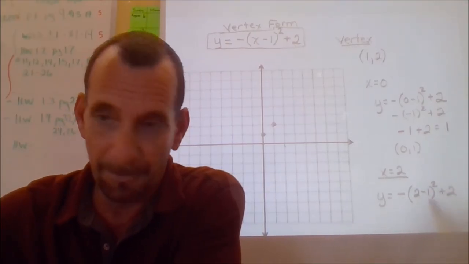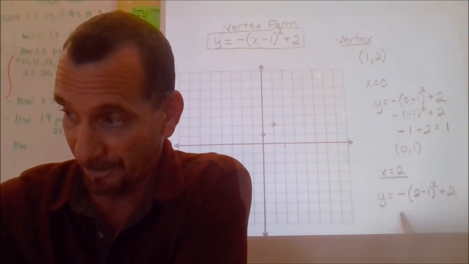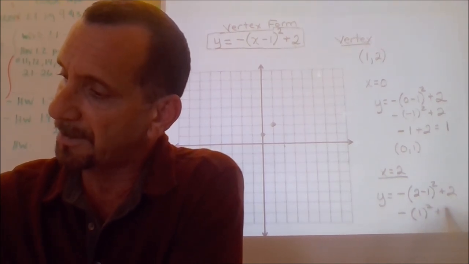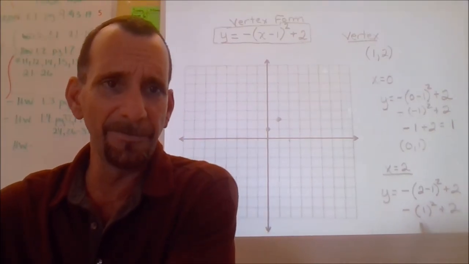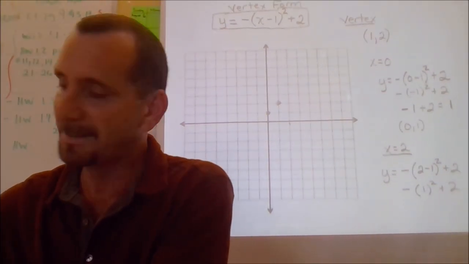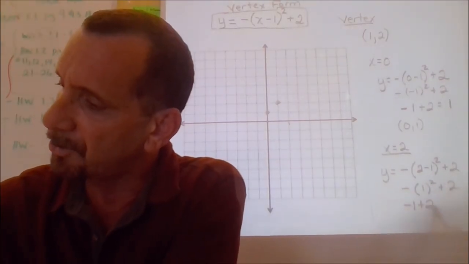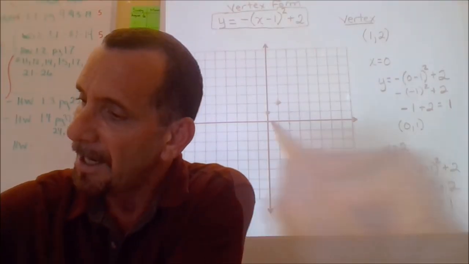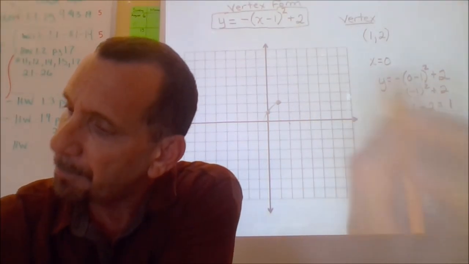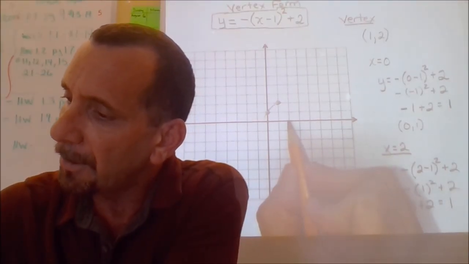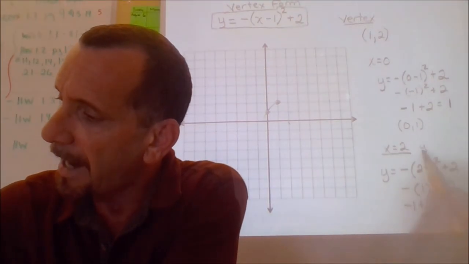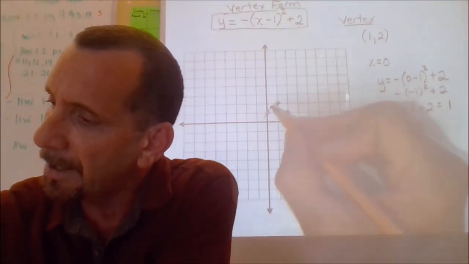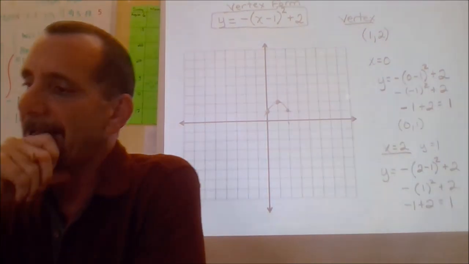I'm going to do everything in the parentheses because PEMDAS asked us to. 2 minus 1 is 1 squared, that's a negative 1, plus 2, which also equals 1. So as you would guess, because this parabola is coming on up here and we move over to here, when x is 2, y equals 1. So we're going to come up here, 2, 1, and now the parabola is coming back down.